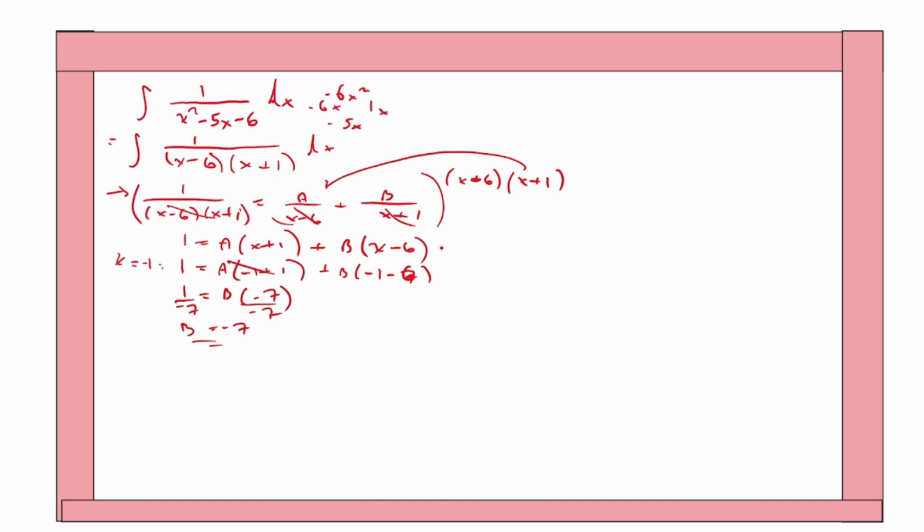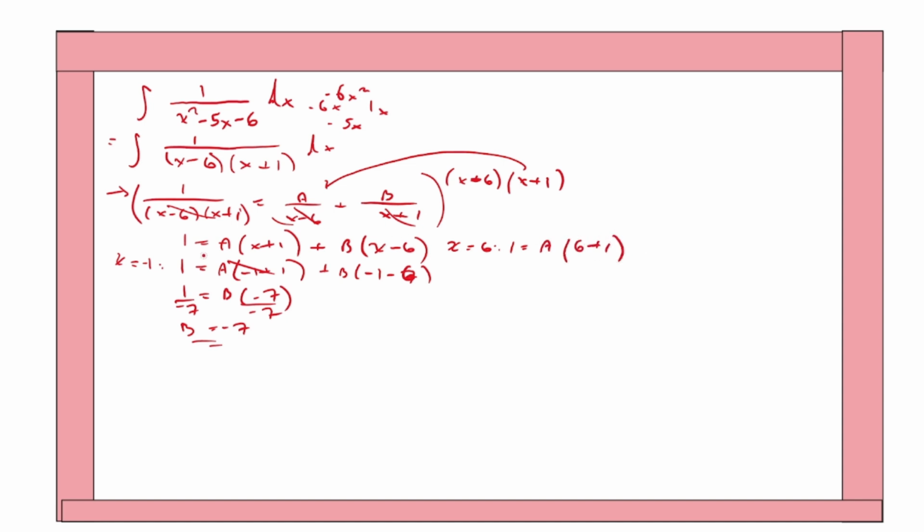Now we're going to do something similar. So we found b. Now to find the other one, right, we need to get rid of b. Get rid of this term here. What would we do? Well, the negative 6 we know can be canceled by a 6. So if we say x is equal to 6, then we can say 1 is equal to a times 6 plus 1.